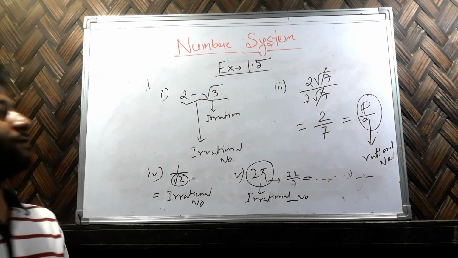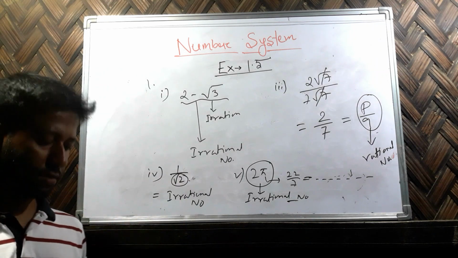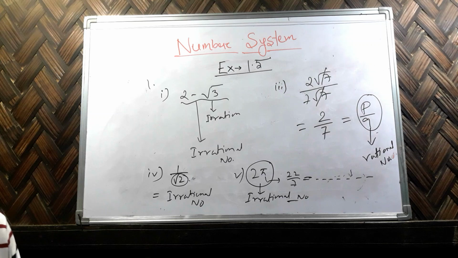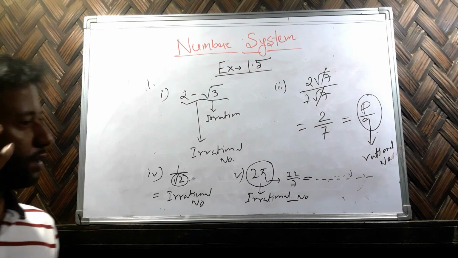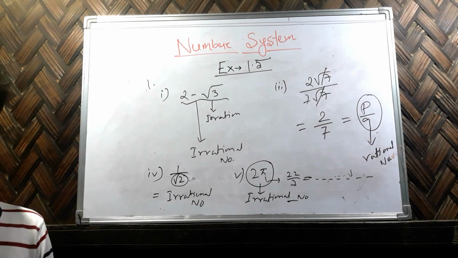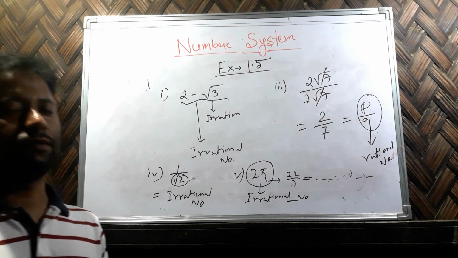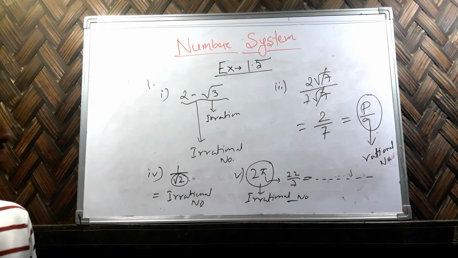So in this way, after performing all these operations, whatever the final result is, if this final result contains any irrational number, then I can conclude that the whole function will be an irrational number.